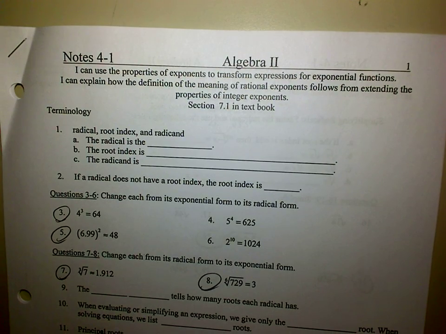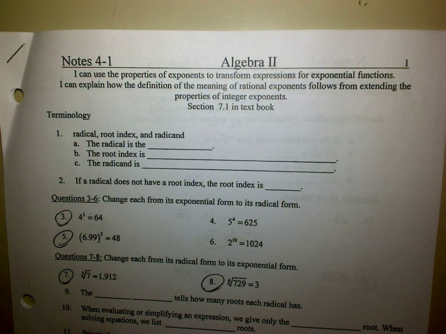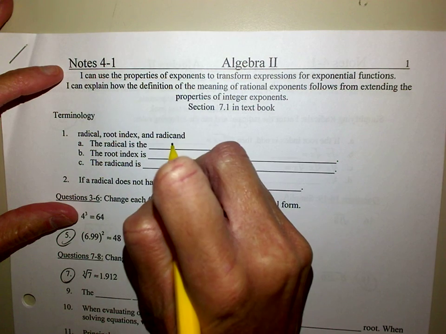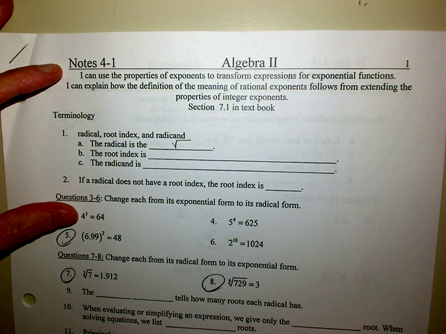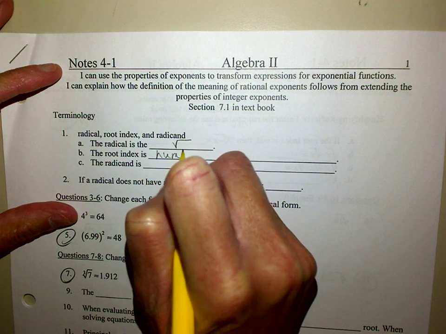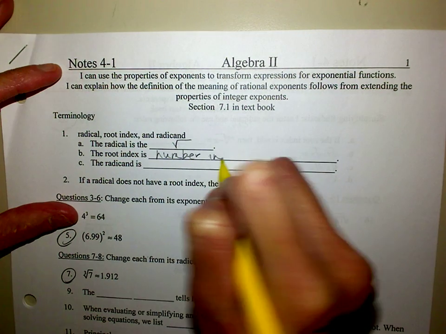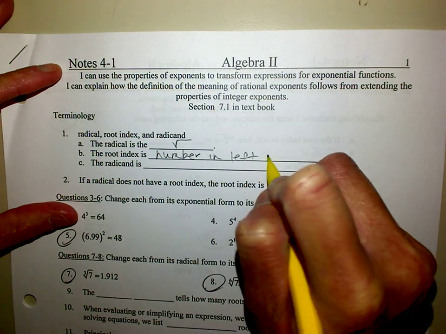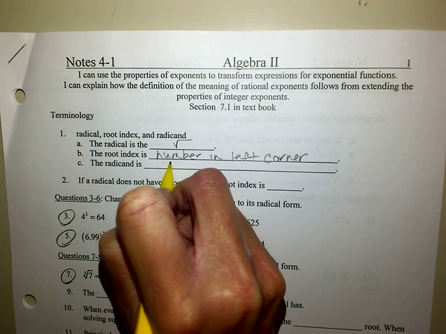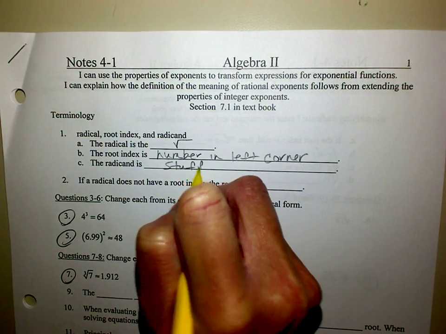Okay, this is lesson 4.1. In this chapter, or the first part of the chapter, I guess you would say, is over radicals, which we have done before, but we've only done the square root. So the radical, that's just the symbol itself. The root index is the number in the left corner. And the radicand is the stuff underneath.